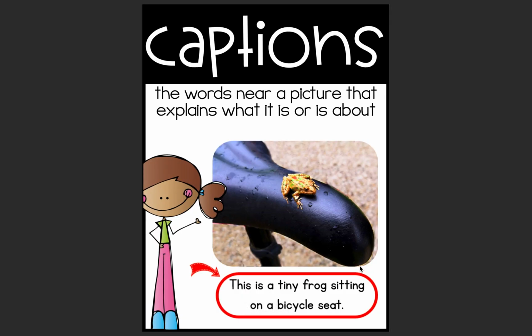Captions. So we also saw a lot of captions in our Read Out Loud this week. The words near a picture that explains what it is or is about. So here is the picture, you see the little frog, right? Well, the caption here is gonna explain it. This is a tiny frog sitting on a bicycle seat. That is what captions means.